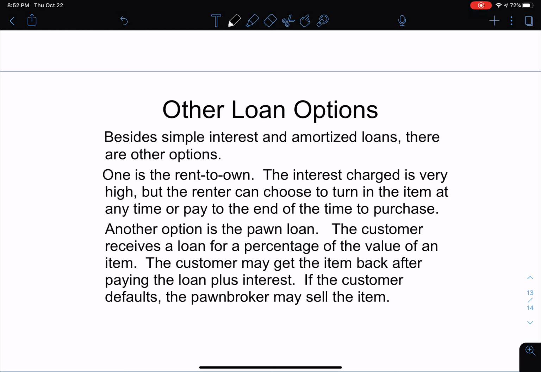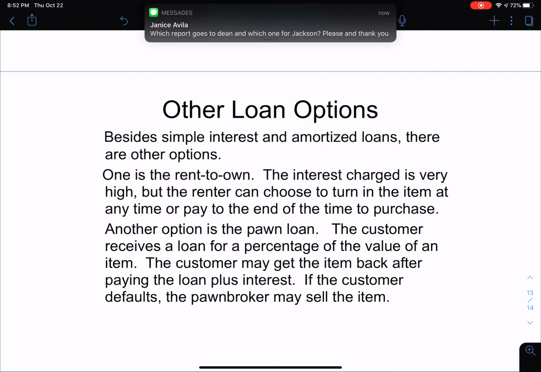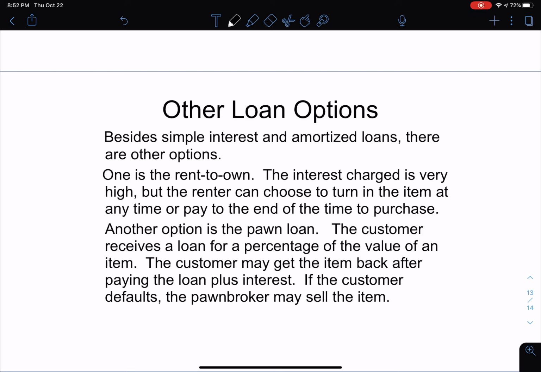Another option is the pawn loan. The customer receives a loan for a percentage of the value of an item. I have pawned things myself when nobody else would buy it and I was desperate. I didn't intend to go back and get the item again. I was in Winter Haven there. The shop took the item and gave me a payment. And then after that, they had it. And if I didn't go back in a certain amount of time to try to buy it back, they could sell it to somebody else.